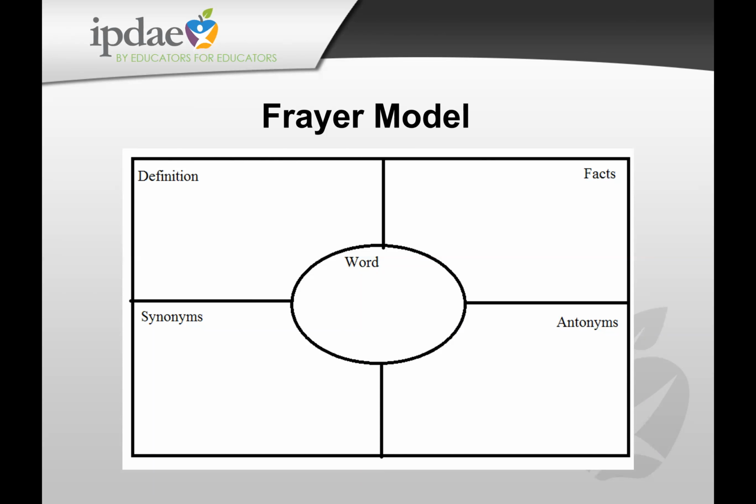By using this Frayer model with my higher level students, I'm able to expand their vocabulary. And it also helps them when they're revising their writing, as they can pick the appropriate synonym that would best replace a particular word in a sentence to make it sound more formal or to make it more precise and exact in terms of meaning. Antonyms are just to expand the student's understanding of a particular word, which is something that is also tested in ABE, such as the TABE test.